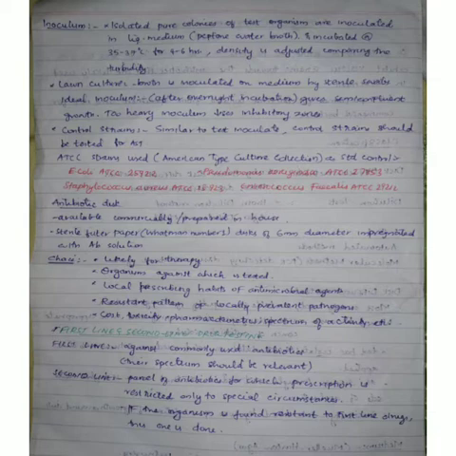Next is about the control strains. Similar to the test inoculum, we also have to include control strains for testing AST. And the ATCC strains, that is the American Type Culture Collection. We are using standard control strains like E. coli, Pseudomonas aeruginosa, Staphylococcus aureus, Enterococcus faecalis. So these are used as the standard control strains according to ATCC.